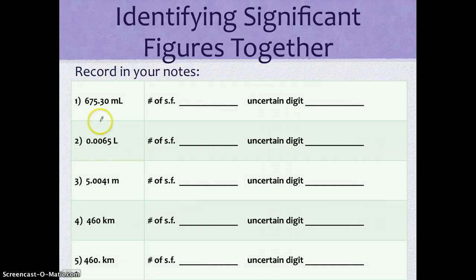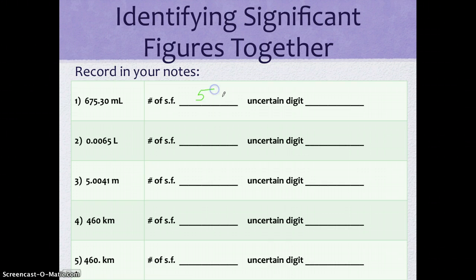So on the first one, let's just redo this one very quickly. On this first one right here, you can see 5 numbers, okay? And you know the non-zero digits are significant, so there's 6, 7, 5, and also the 3 are significant. And you also know from looking at the rules that the final 0 after the decimal is also going to be significant. So we've got 1, 2, 3, 4, 5 significant figures.